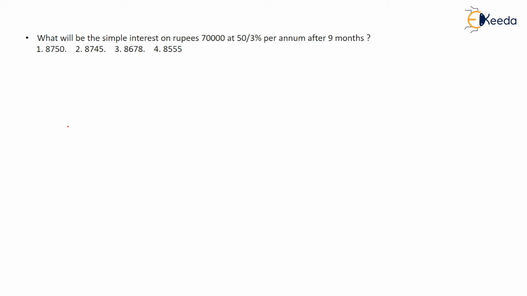So here you can see a simple interest question. They ask you for 70,000 at 50 by 3 per annum after 9 months. So very simple question. Simple interest formula, as you remember, is P into R into T upon 100. Now time is what? 9 months, so 9 by 12. This comes out to be 3 by 4.